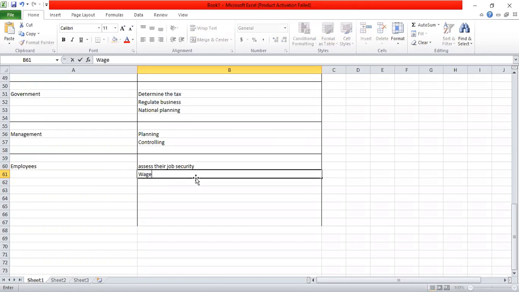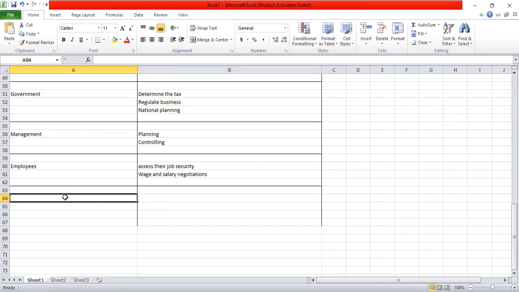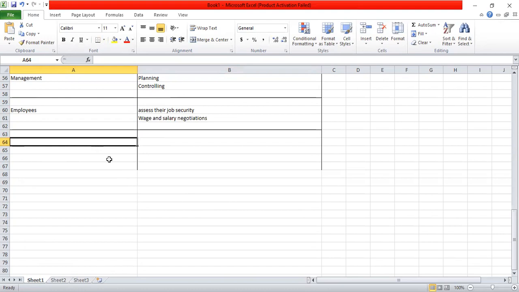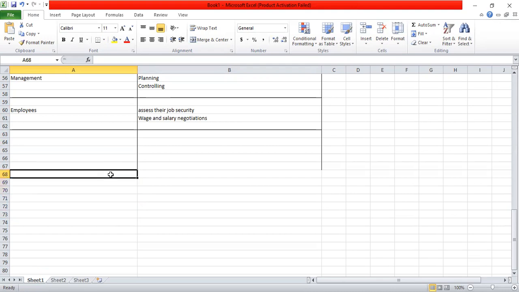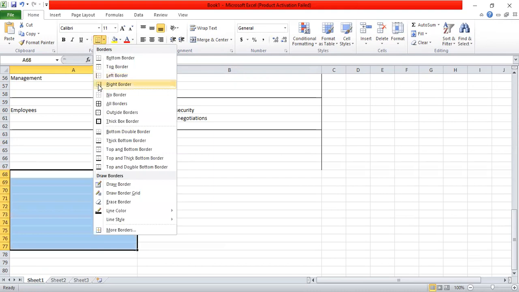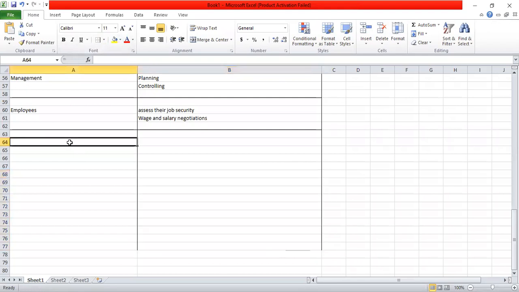Wage and salary negotiation. I think we have heard on a number of occasions labor unions arguing with companies that last year you made a profit of 20% and the profit grew by so much. But we just want a salary increase of so much, but you're not giving us. So employees, they can also use the financial information as a basis for obtaining a salary increment. Right. Then we have got customers.